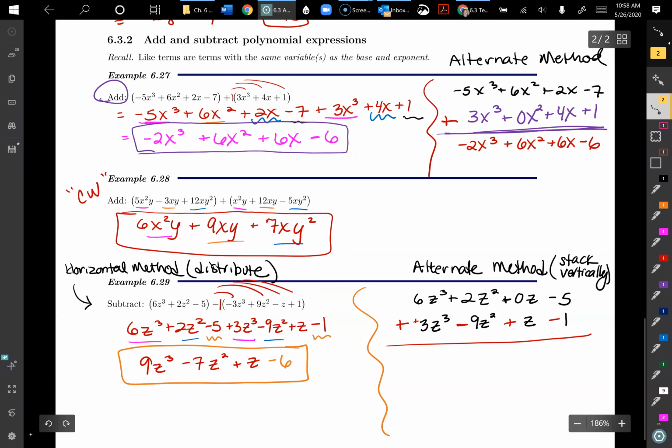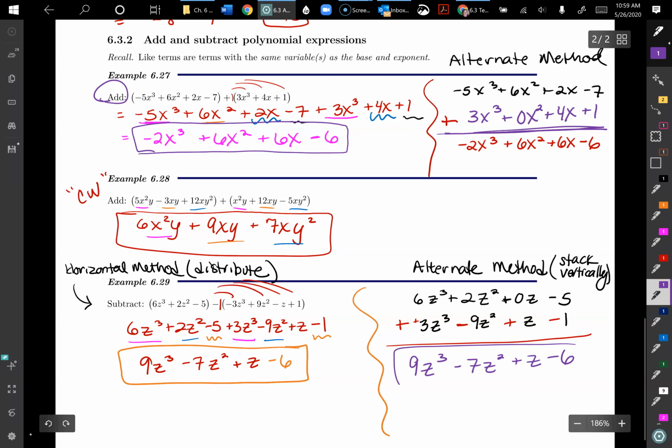So it's adding a positive 3z cubed minus 9z squared plus z minus 1. So I distribute the negative through, and I also changed this just to an add because that's how we want to work with it. Now it's kind of like how we did the systems problems, is what this is similar to. So then we go ahead and just calculate, and we get 9z cubed. It's going to be the same thing, right? We've already done this, but minus 7z squared plus z minus 6.